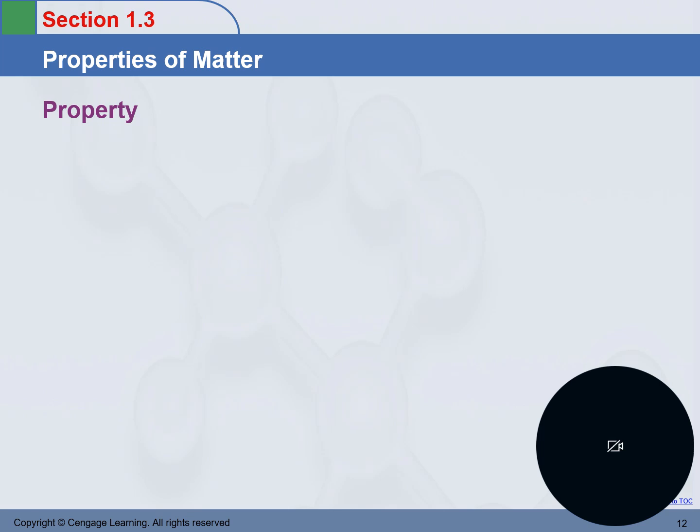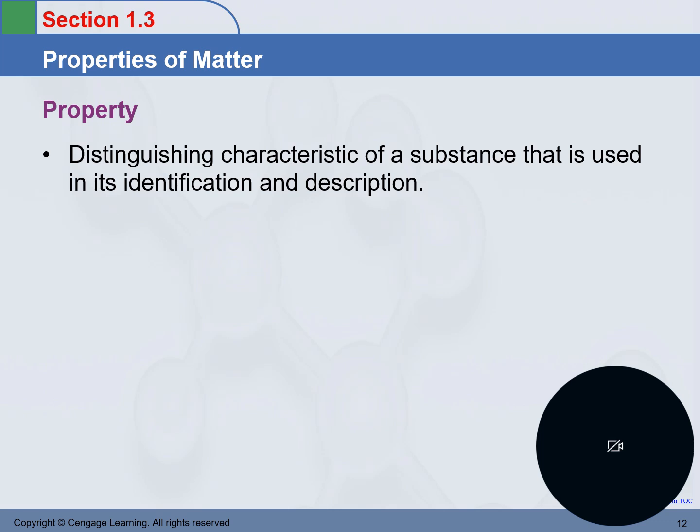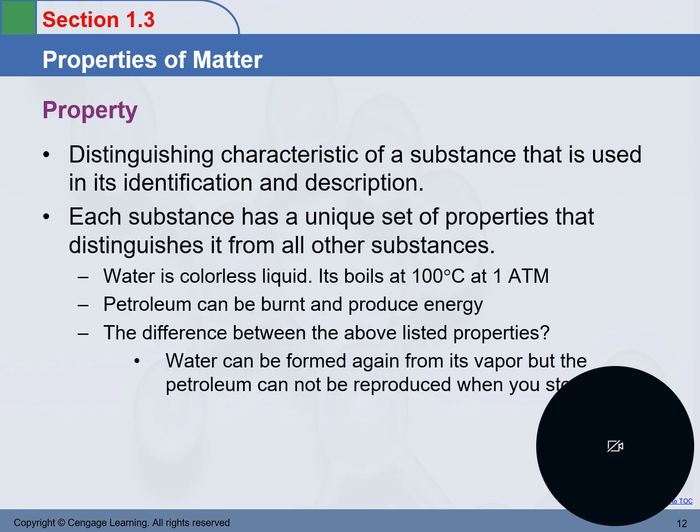Section 1.3 is dealing with properties of matter. A property is just a distinguishing characteristic that is used to identify and describe a particular substance. So here's a couple examples. Water has many properties, but one of them is that it's a colorless liquid. It freezes at 0 degrees Celsius and boils at 100 degrees Celsius at 1 atmosphere of pressure.